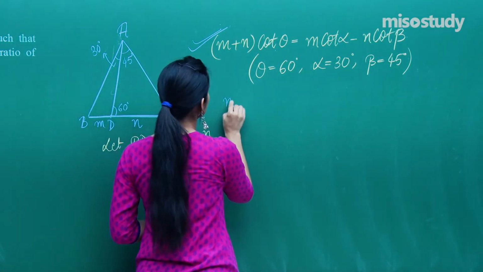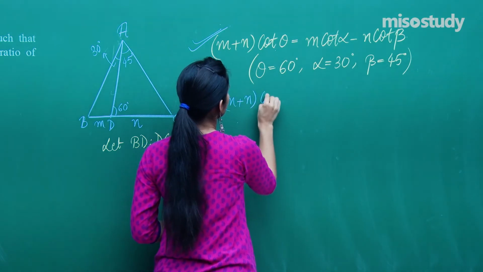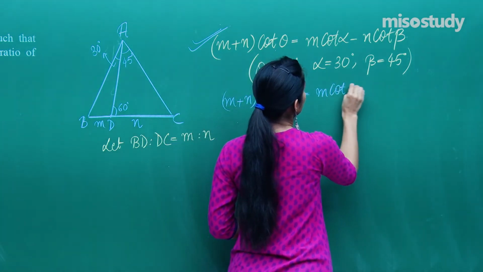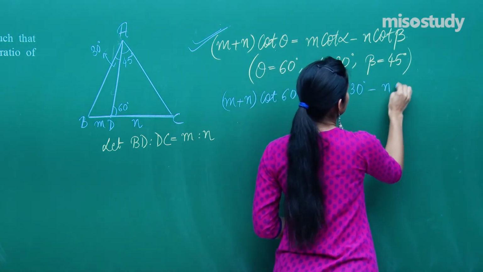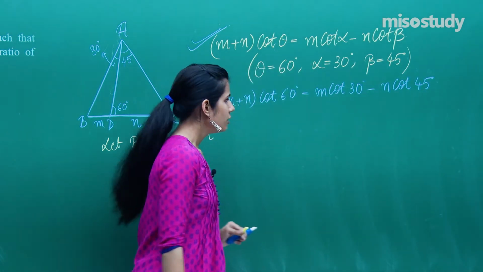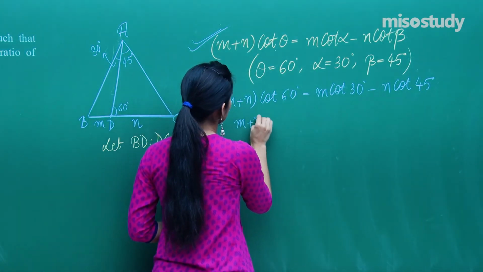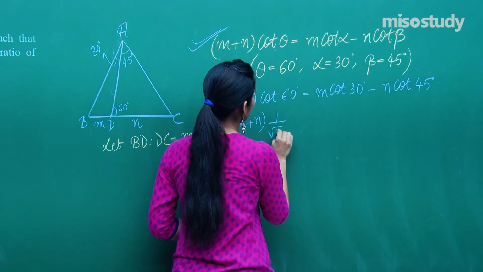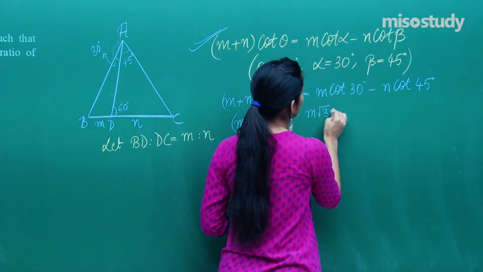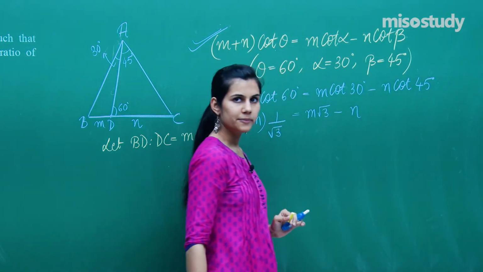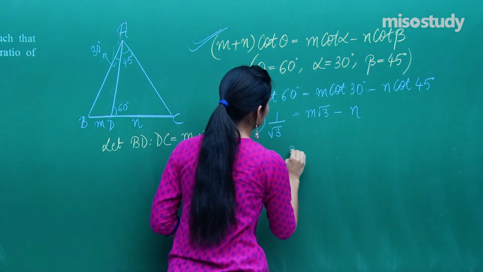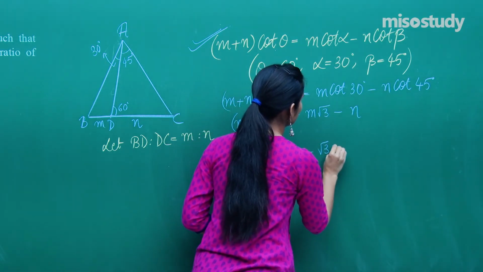Let's see how. M plus N cot 60 is M cot 30 minus N cot 45. M plus N cot 60 is 1 by root 3, cot 30 is just root 3, cot 45 is 1. Multiply root 3 that side, you get M plus N equals 3M minus root 3N.